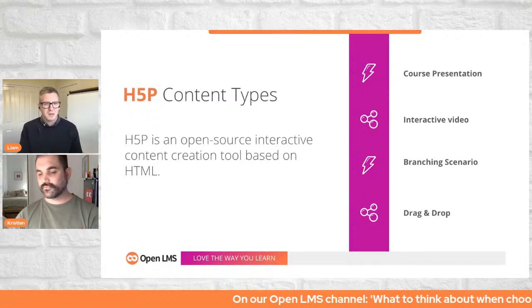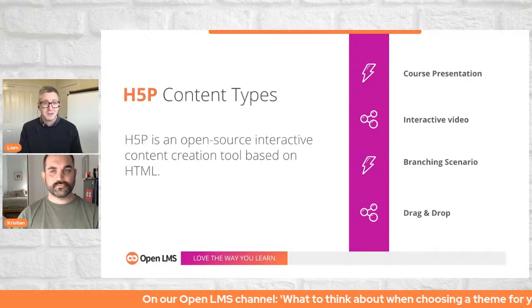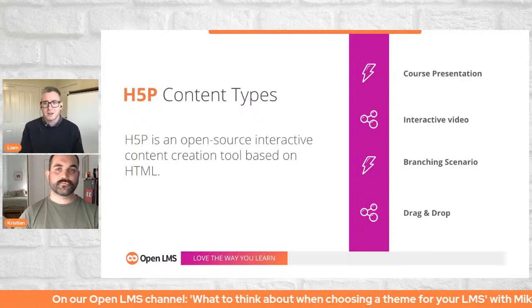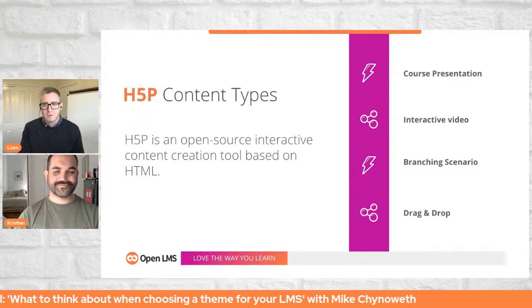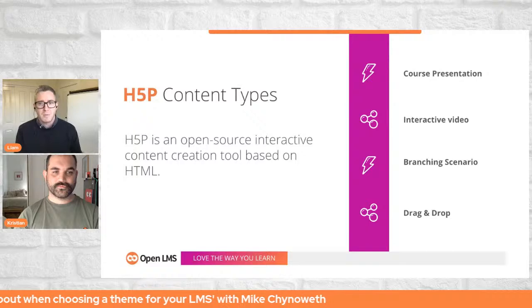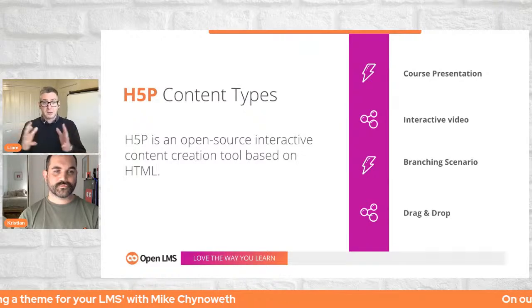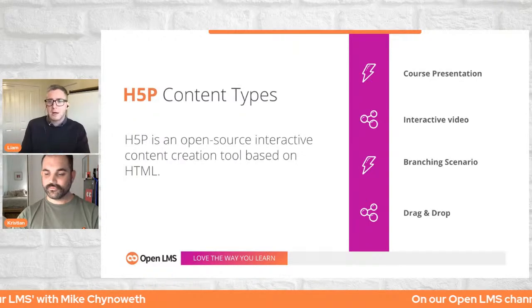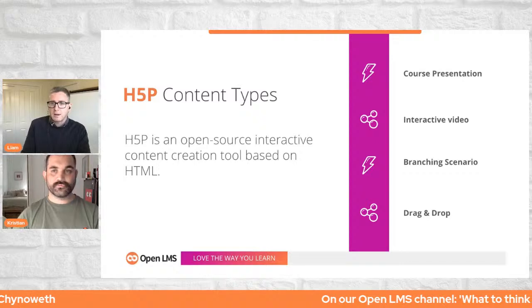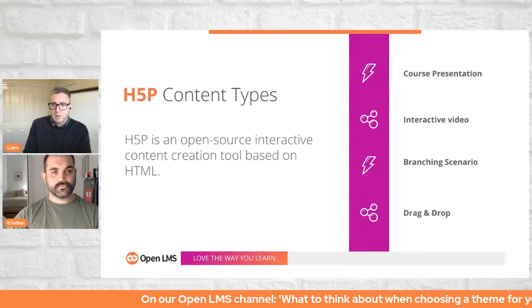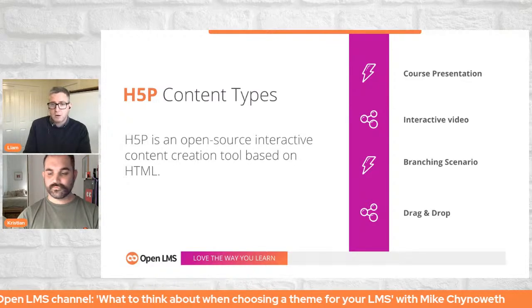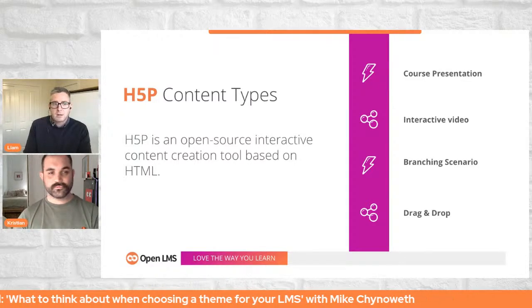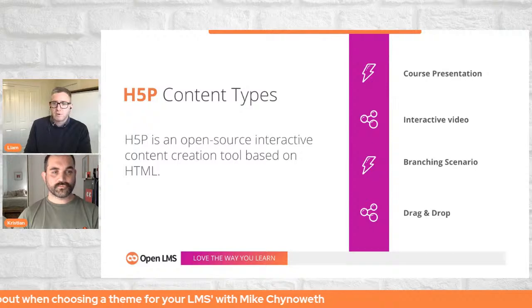There's about 46 content types that you can use for H5P, so that's fantastic, but not to overwhelm you with all of them. We've listed a few here, like course presentations, so taking your slides and just presenting them in a really nice way that can be interactive as well. Interactive video, which we'll come back to. Branching scenarios, so a choose your own adventure style, and as well as that, the drag and drop activities for interactivity.